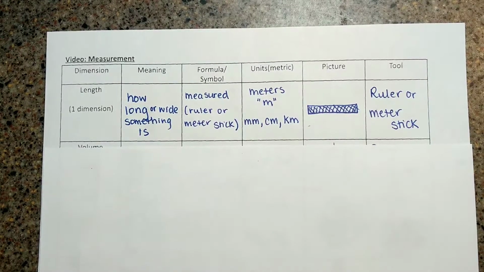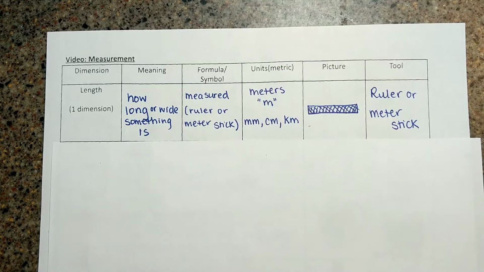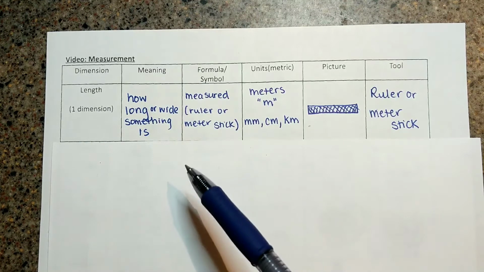This video is on measurement. There are a couple of different measurements that we're going to talk about today. The first one is length. Length is how long or wide something is.